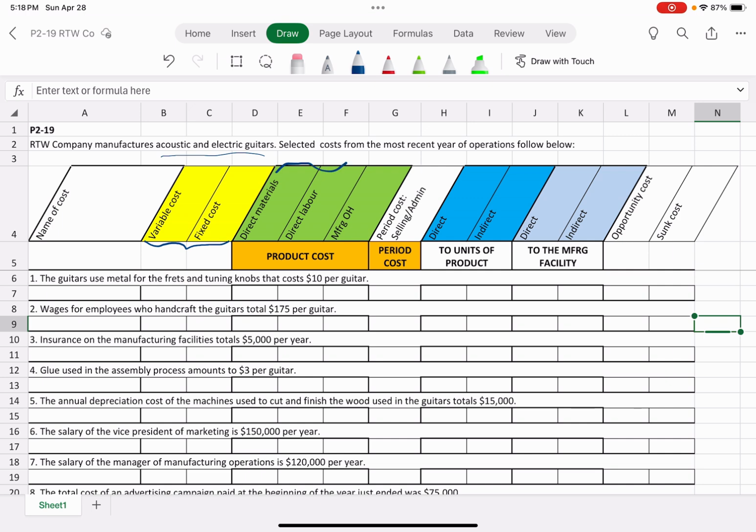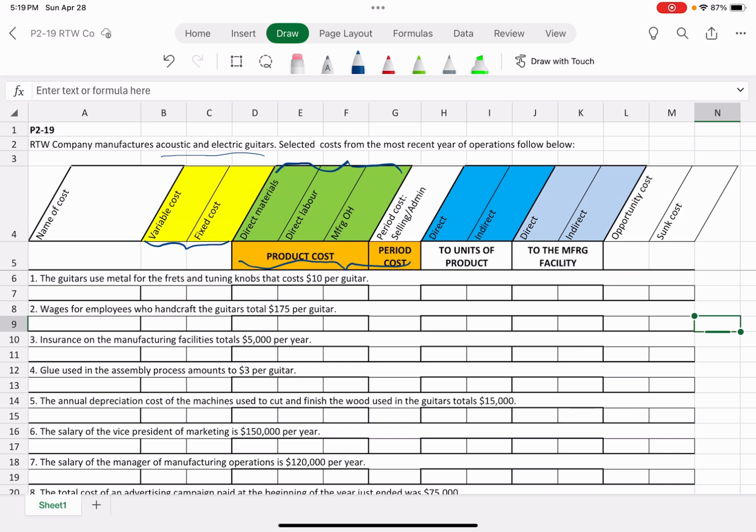Same with direct materials, direct labor, and manufacturing overhead. If it belongs in this category, then it's one of the three and not two of the three. There's another category here, which is the orange, the product and period costs. It's one or the other. Either it's a cost of the product or it's a period cost like selling, general, and admin.